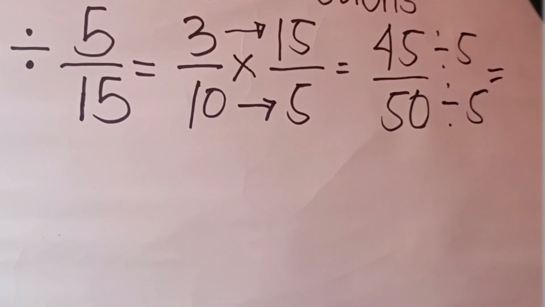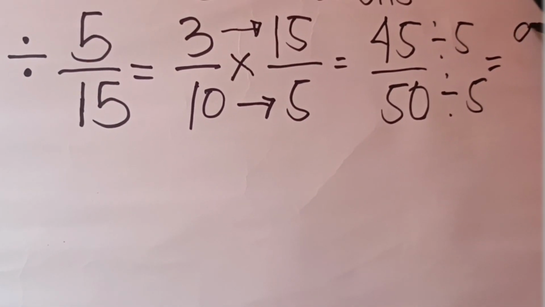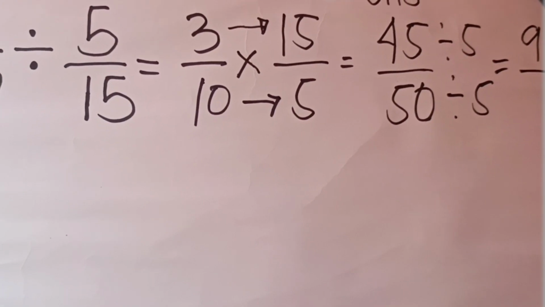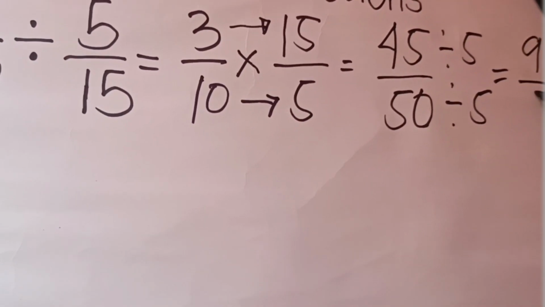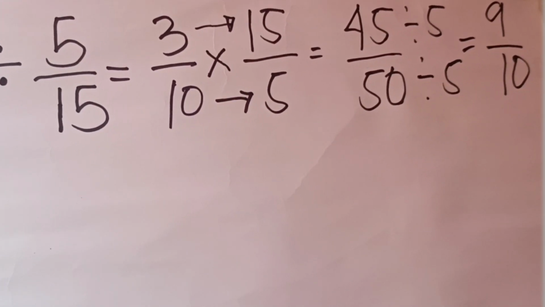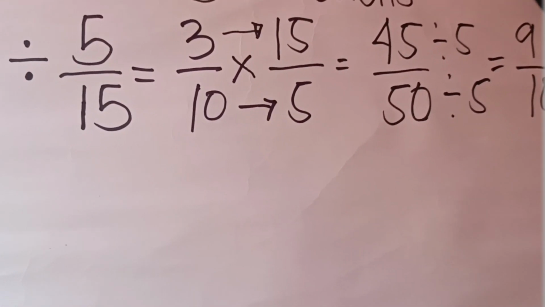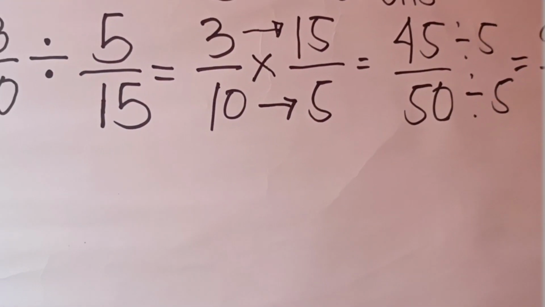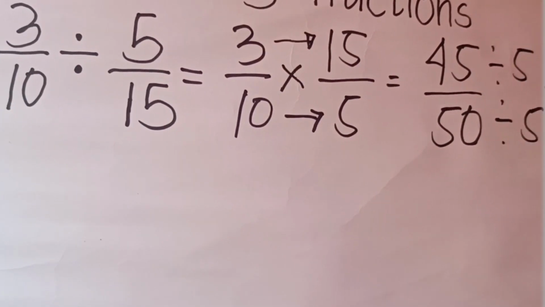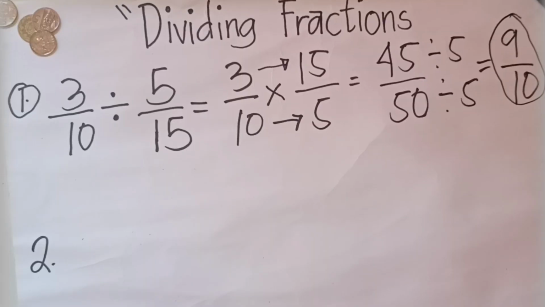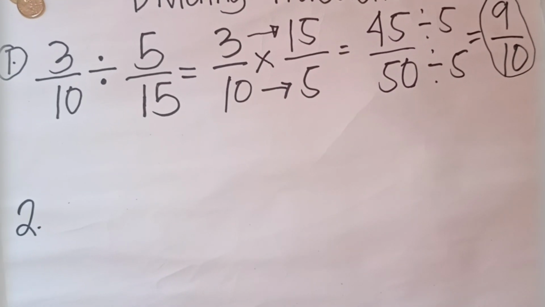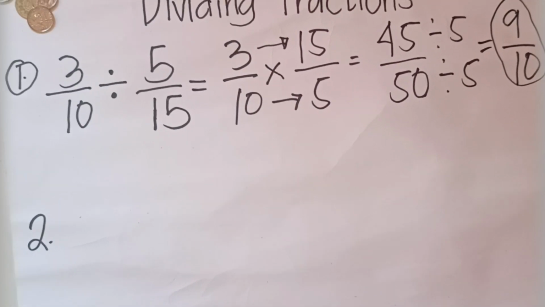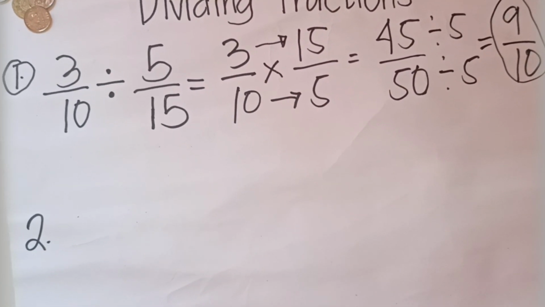So 45 divided by 5 is equal to 9, and 50 divided by 5 is equal to 10. And this is the quotient of the two given fractions. Since we already know the steps on how to divide fractions, now let's proceed to another example.